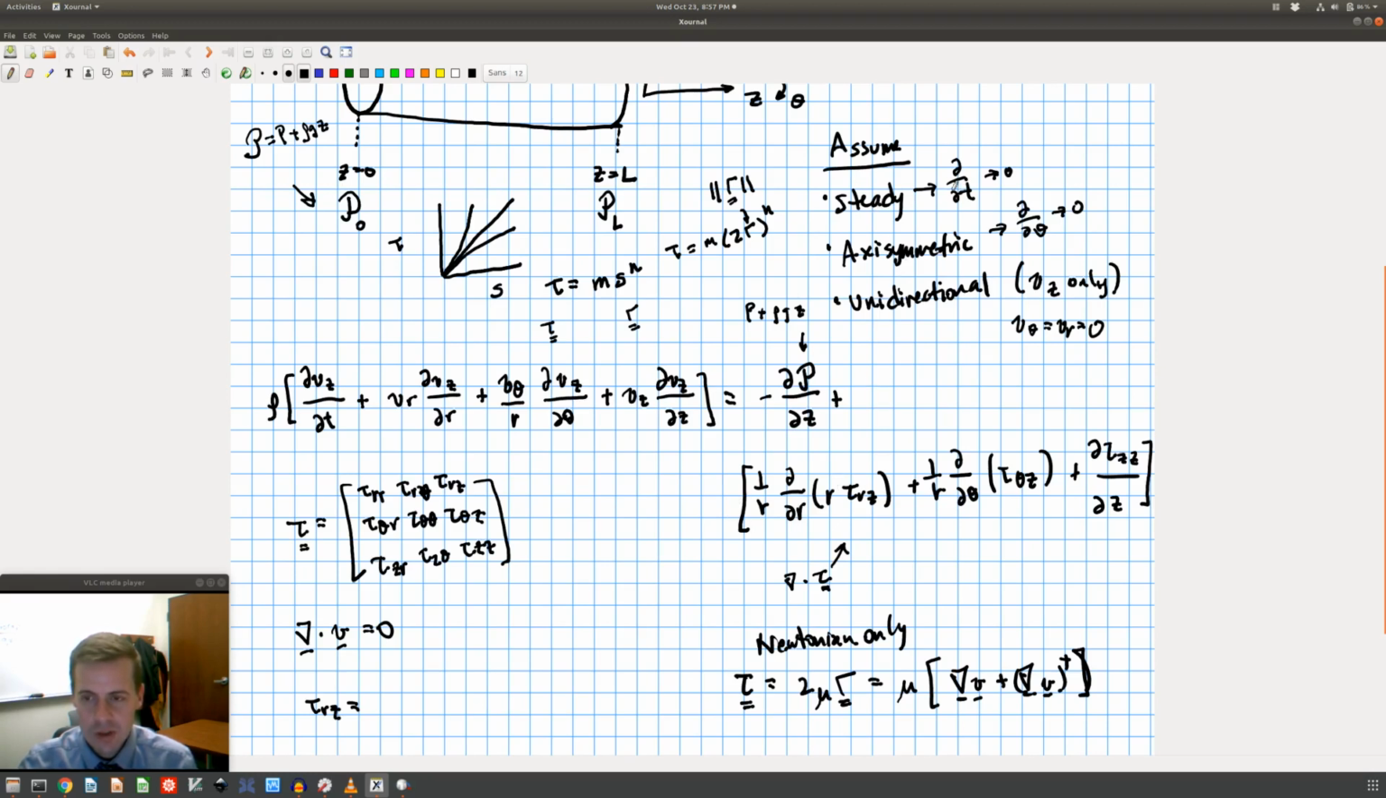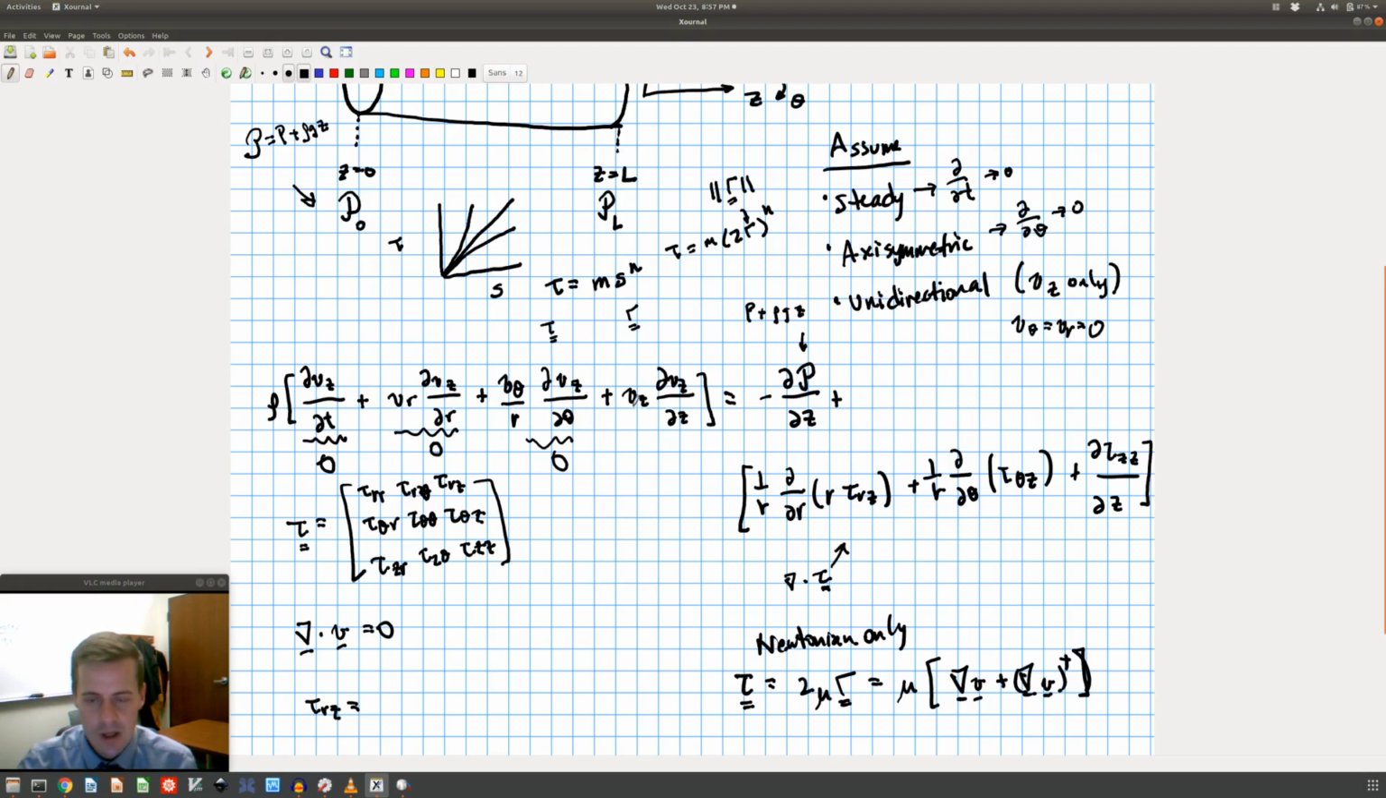So the first thing we can do is look at these three assumptions. Steady says the time derivative equals 0, so this term right here will be 0. Axisymmetric says that theta derivatives are 0. Here's a theta derivative, so this term will be 0. And unidirectional says that v theta and vr are 0. So this term with the vr in it, that product will be 0.